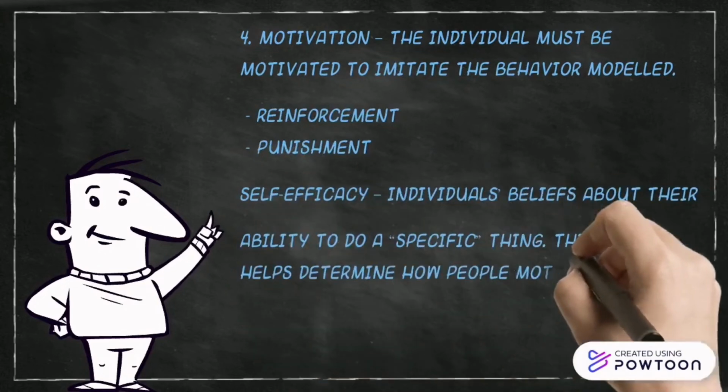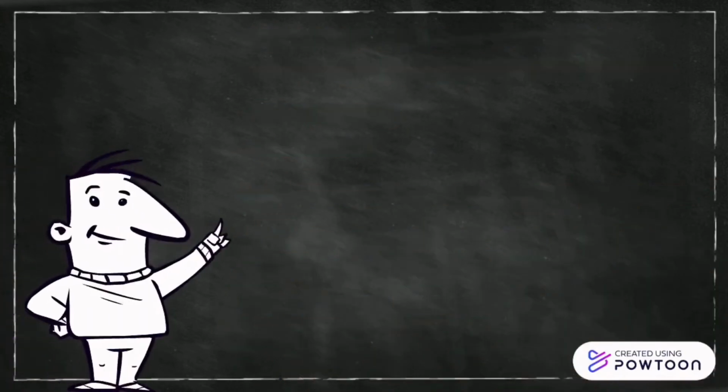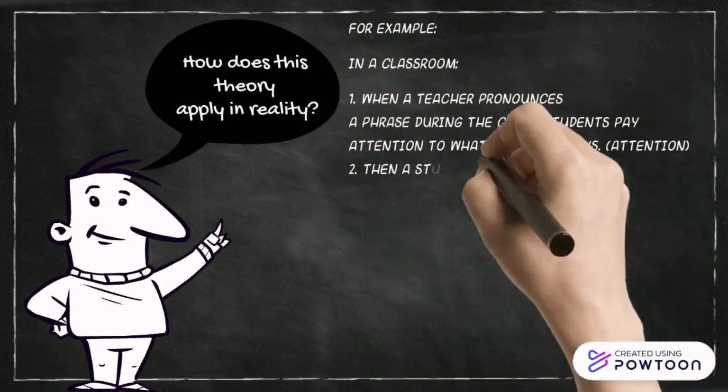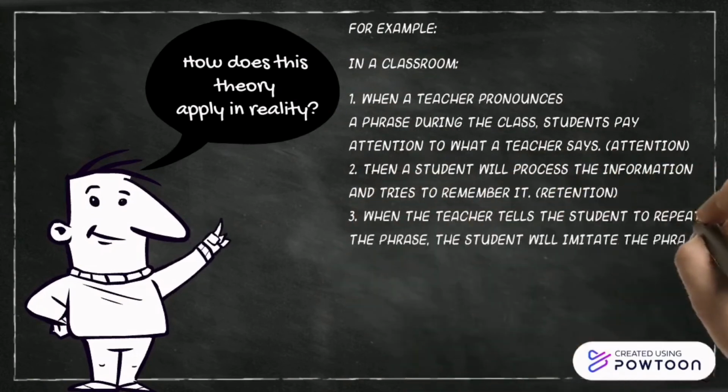There are two types of motivation: reinforcement and punishment. Self-efficacy is an individual's belief about their ability to do a specific thing. This belief helps determine how people motivate themselves and behave.